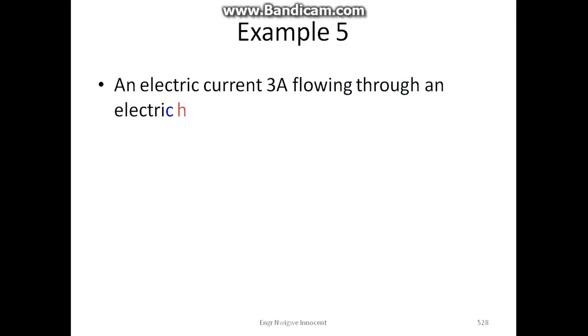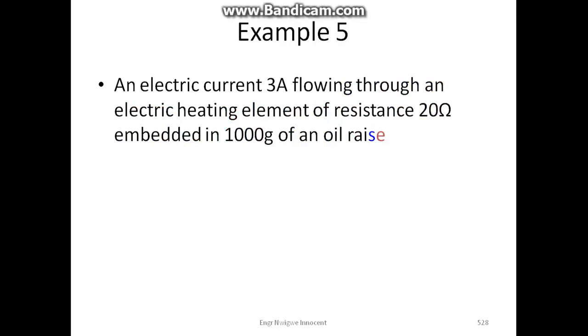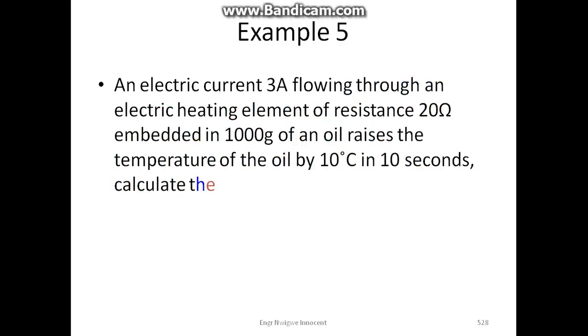Example 5. An electric current 3 A flowing through an electric heating element of resistance 20 ohms embedded in 1000 grams of an oil raises the temperature of the oil by 10 degrees Celsius in 10 seconds. Calculate the specific heat of oil.